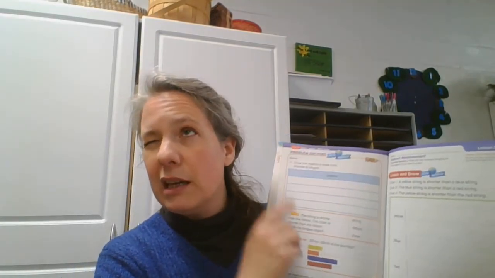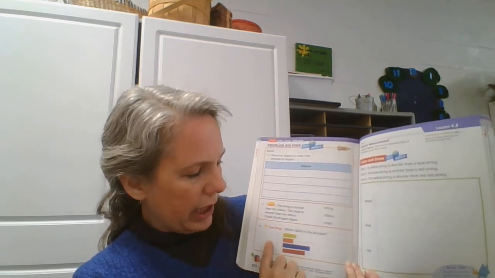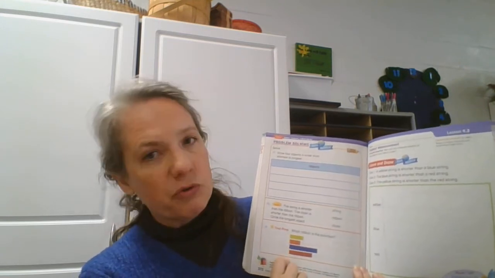Another hot problem. This is one where you'll need to be doing a little thinking. Remember, sometimes with hot problems, it's helpful if you go ahead and draw pictures of what you're trying to figure out. Then down here, you're going to mark which ribbon is the shortest. That's pretty easy.